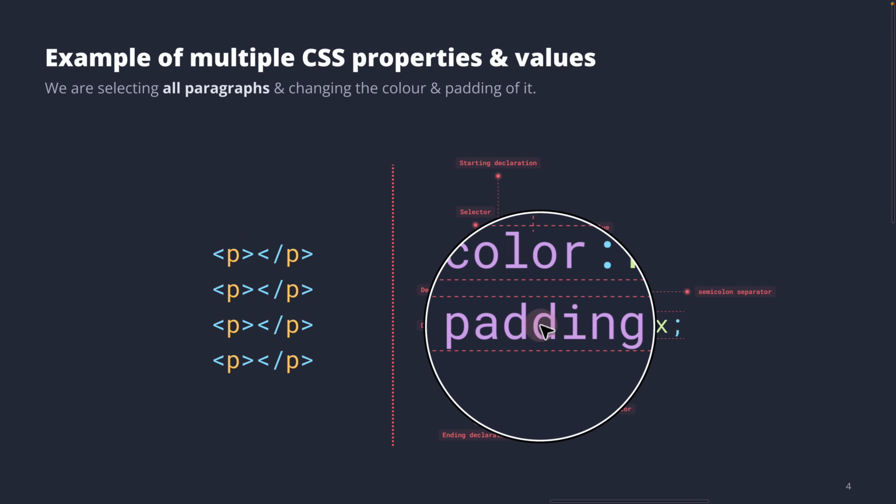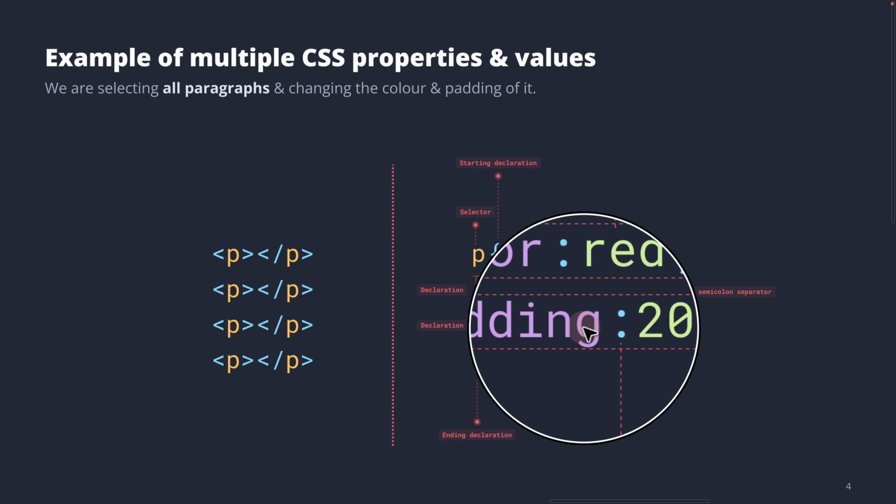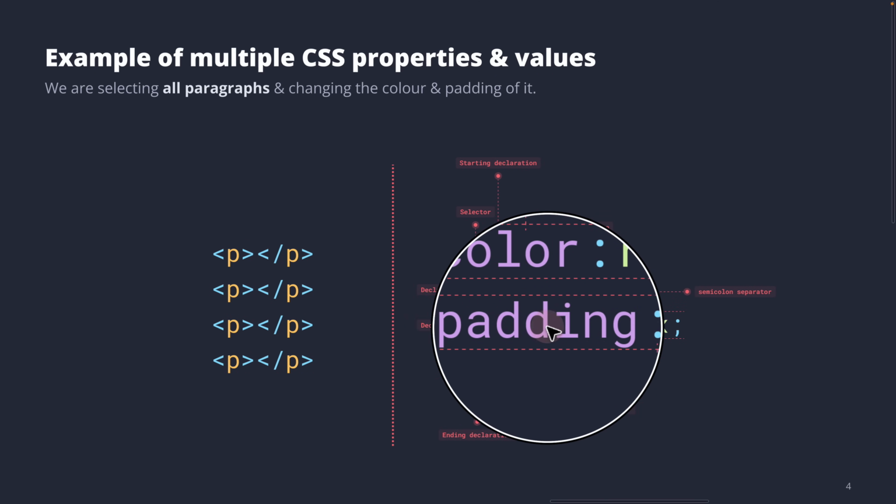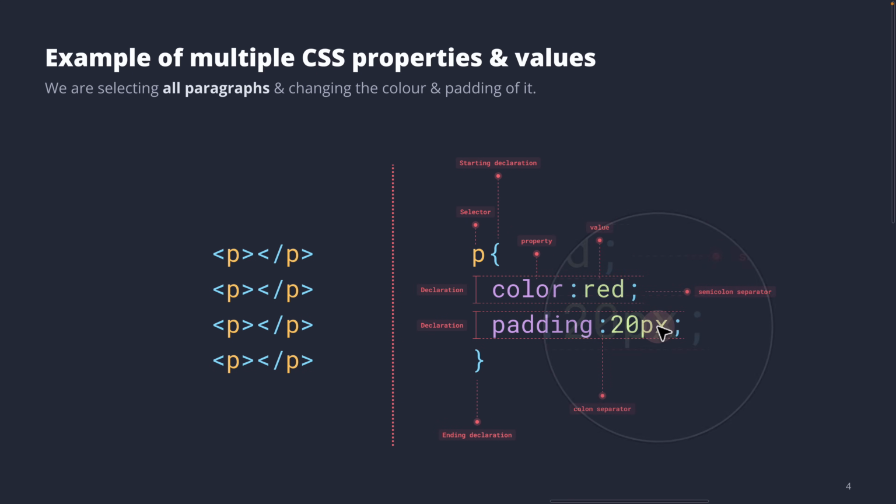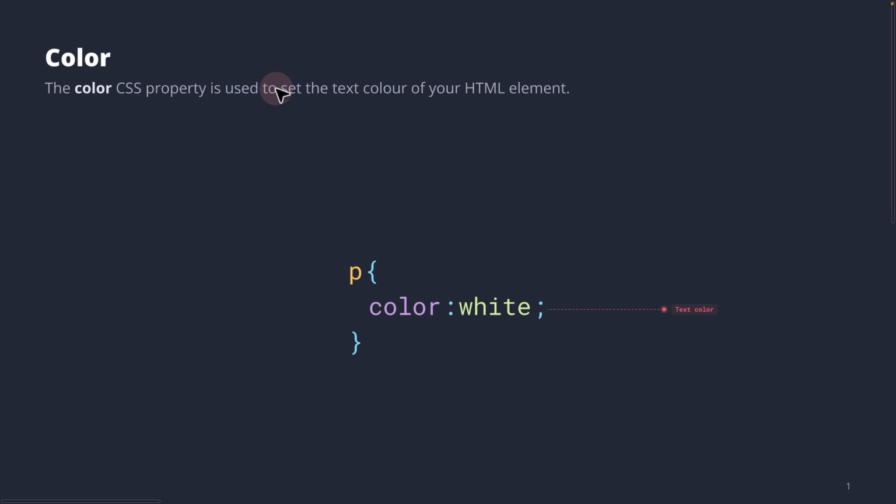And then once we're done with our first declaration, we start writing our second declaration. We learned in Figma that we can give padding to our elements when it comes to auto layout. So here we are giving padding and basically setting the padding value to 20 pixels. So all the paragraph elements would get the value of 20 pixels. And the first CSS property that you need to learn about is color. Color allows you to change the color of the text of an element in the HTML.